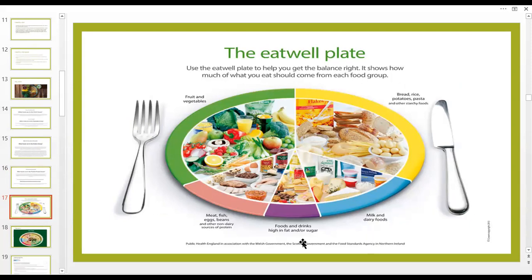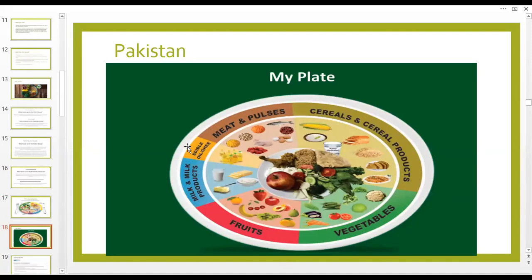group, milk and dairy foods, foods and drinks high in fat or sugar, meat or protein group, fruits and vegetable group. In Pakistan, according to dietary guidelines, we have My Plate Pakistan, which includes cereals and cereal products, vegetable group, fruits group, milk and milk products, edible oil, ghee, and meat and pulses. As nutritional requirements vary with different populations, many of the countries have developed their own chart or My Plate of balanced diet according to their population.